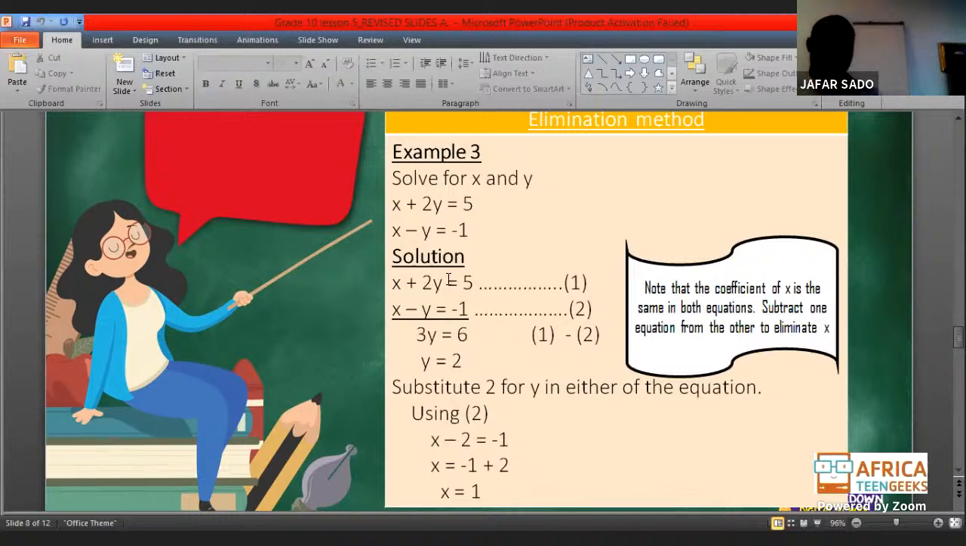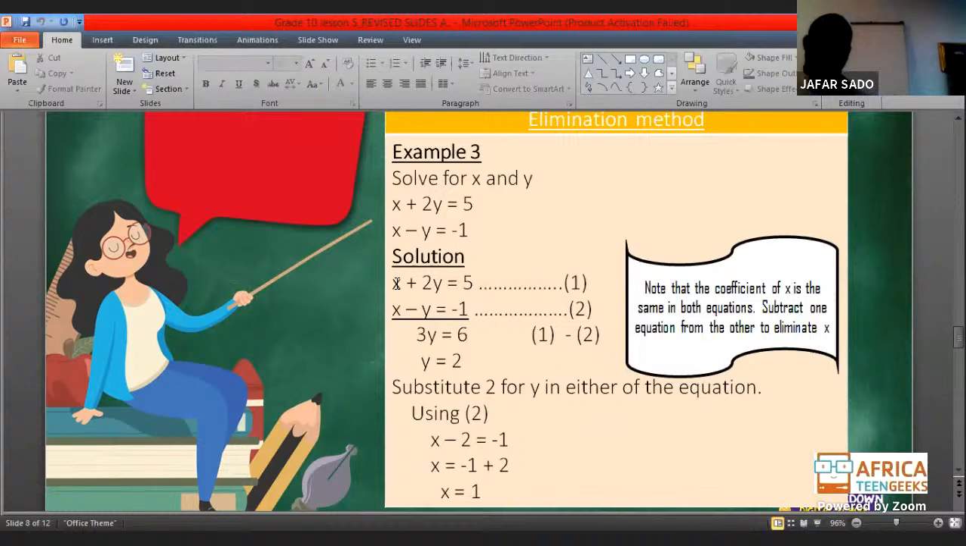Look at these two equations now: x plus 2y equals 5, and x minus y equals minus 1. Which of the two variables is easier to eliminate? Looking at it, the coefficient of x here is 1, and the coefficient here is also 1. So they have the same coefficient, and it's easier to eliminate them by just subtracting them. Remember, elimination means to remove.